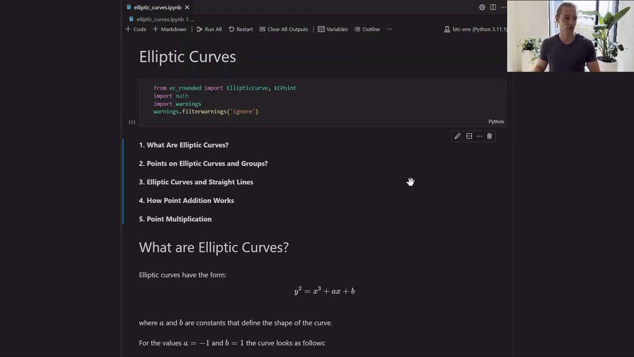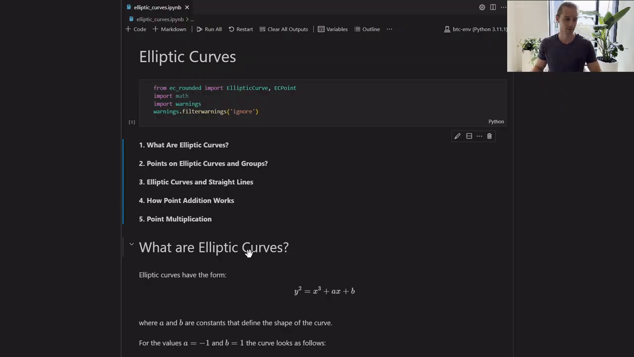The way this video is structured, we will first be looking at what elliptic curves actually are. Then we'll move on to points on elliptic curves and what groups are. Then we'll talk about elliptic curves and straight lines, how they intersect and why that's important. We'll talk about how point addition works, and then finally the key operation, which is point multiplication. All right, let's get started.